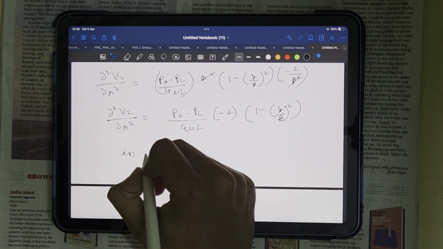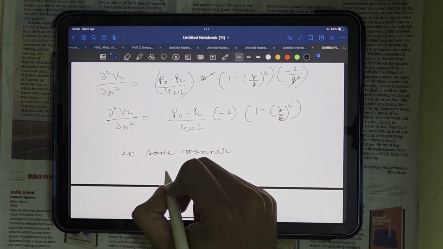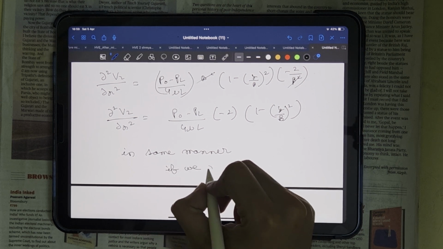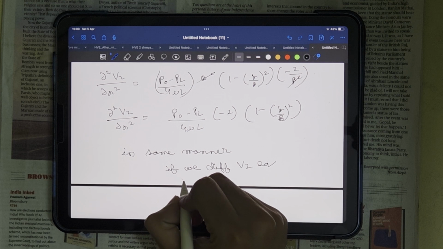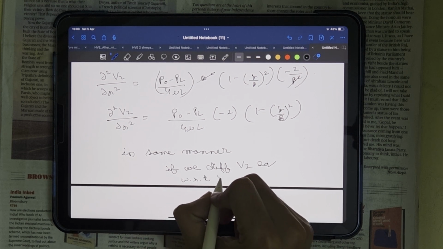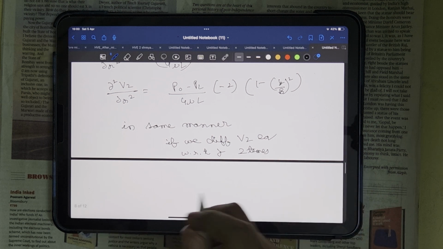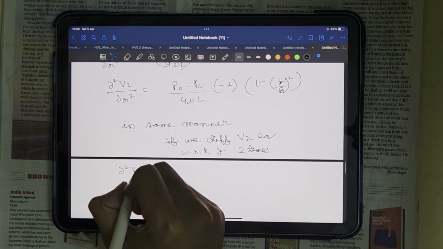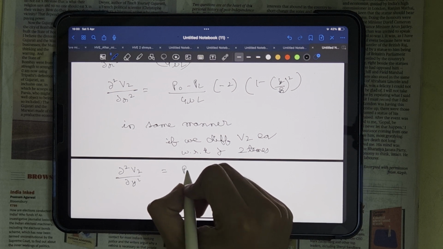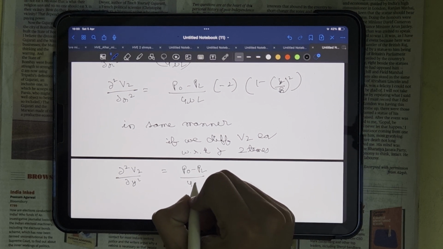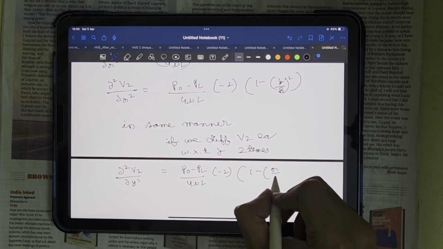In the same manner, if we differentiate the Vz equation with respect to y two times, we will get dou square Vz by dou y square as P0 minus PL on 4 mu L into minus 2 into 1 minus x square by beta square.